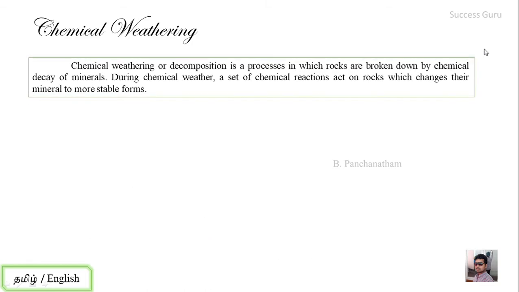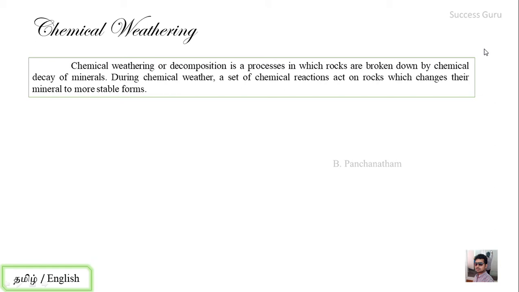The chemical weathering or decomposition is a process in which rocks are broken down by chemical decay of minerals. In our previous class we discussed physical weathering, in which the rock is disintegrated into fine pieces, whereas in this process the rock is decomposed and there is a change in the mineralogy of the rock.